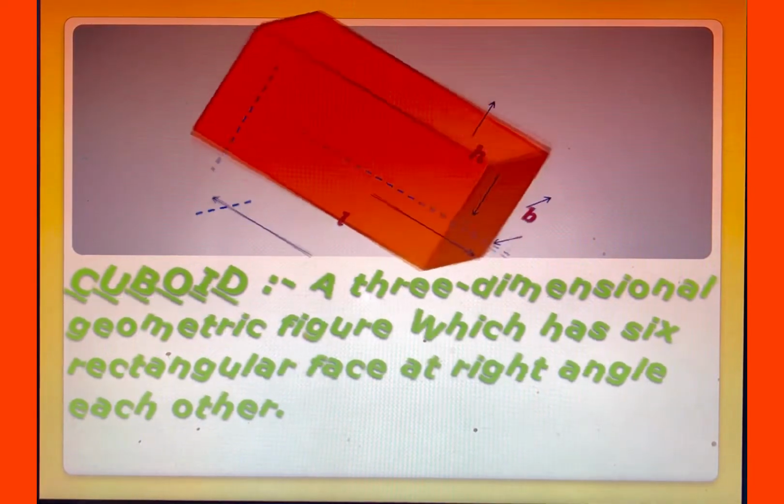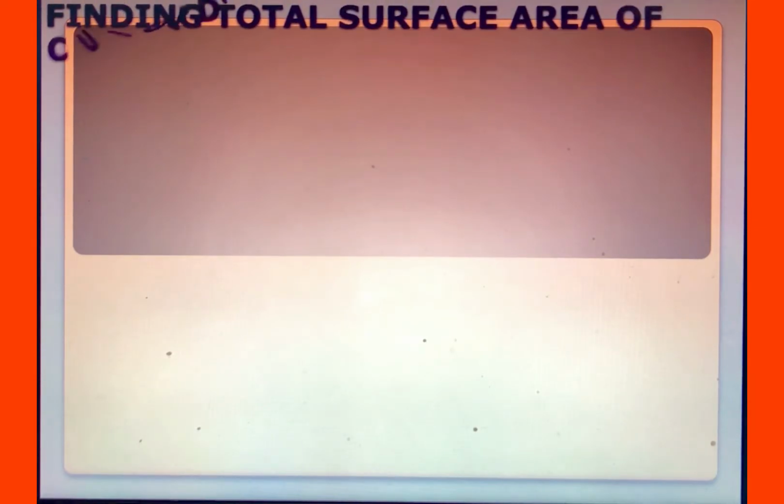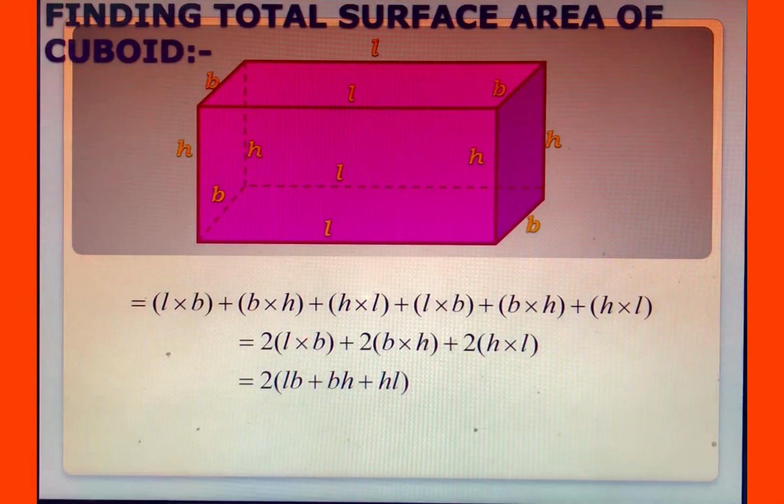So how can we find the total surface area of cuboid? There are 6 faces in the cuboid and all faces are rectangles. So here you know very well that area of rectangle is length into breadth. So first of all, you will see just top part of the cuboid. Length is L and breadth is B.